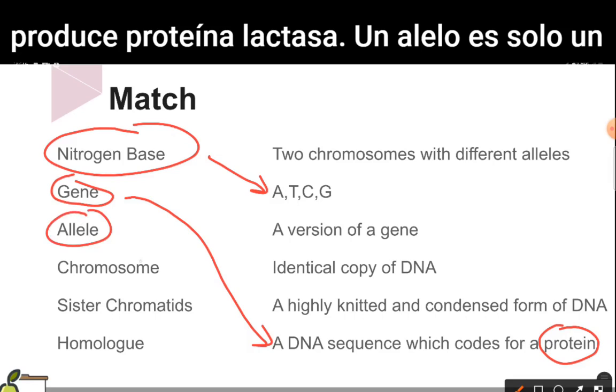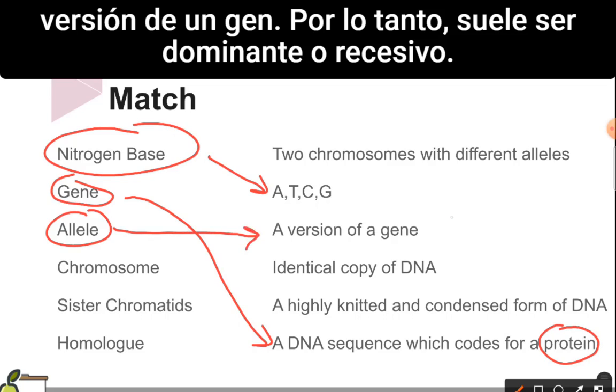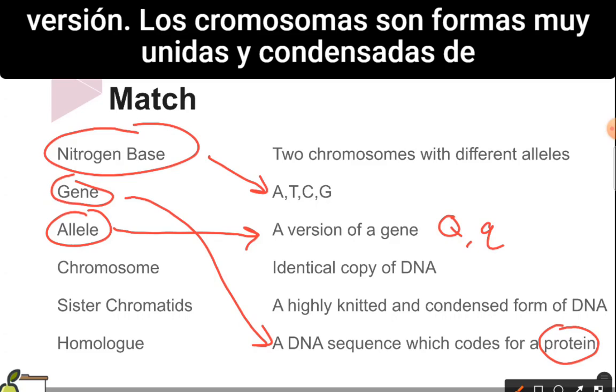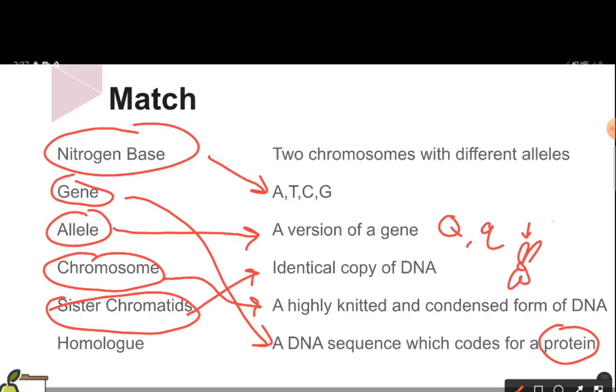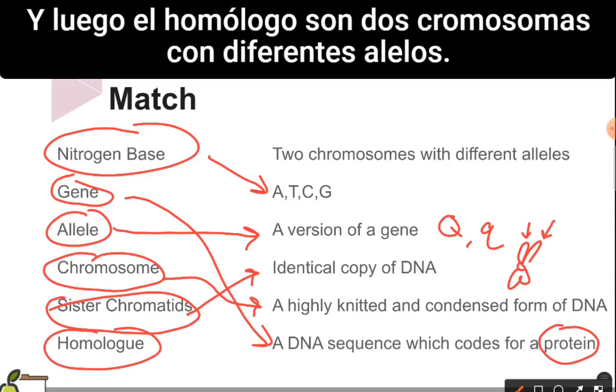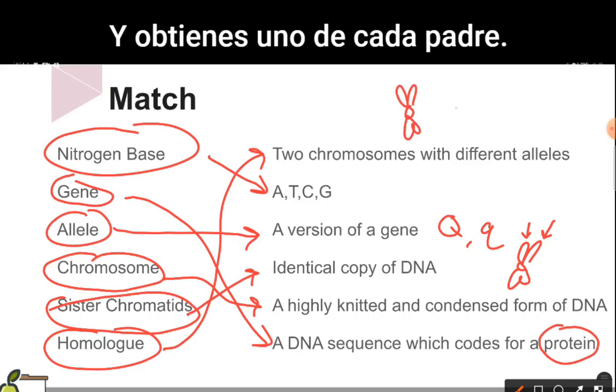An allele is just a version of a gene, so it's usually a dominant or a recessive version. Chromosomes are highly knitted, condensed forms of DNA. A sister chromatid is an identical copy of DNA. And then a homologue is 2 chromosomes with different alleles. And you get 1 from each parent.